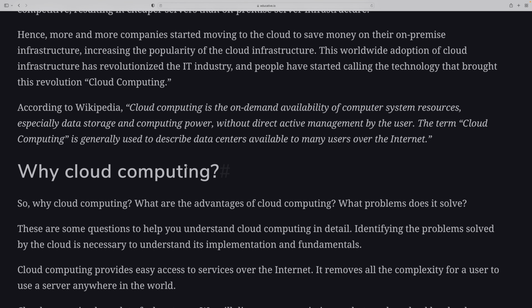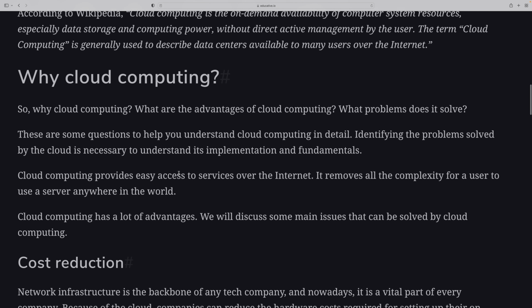According to Wikipedia, the definition of cloud computing is the on-demand availability of compute system resources. So cloud is nothing but servers that some company is managing, and you are just accessing them using the internet.